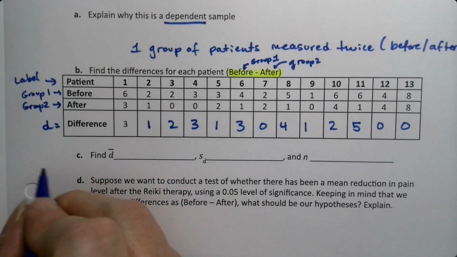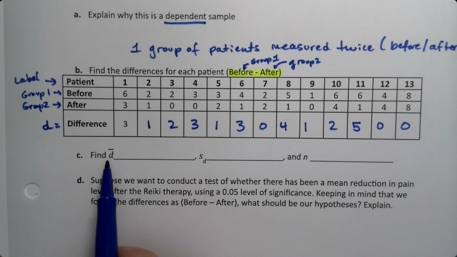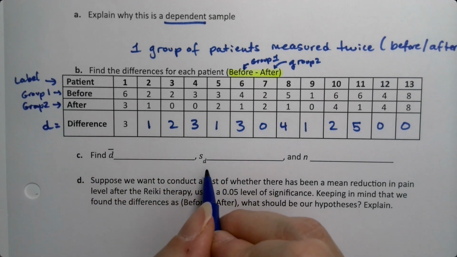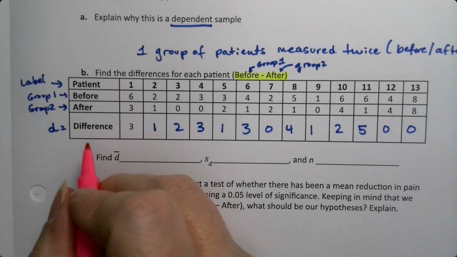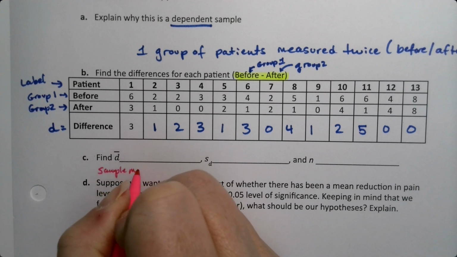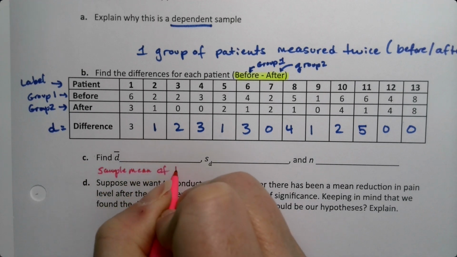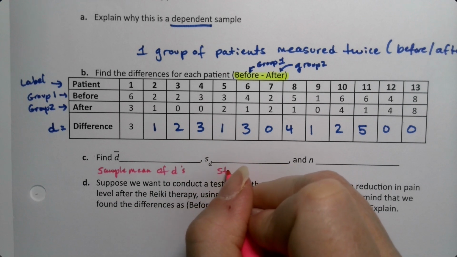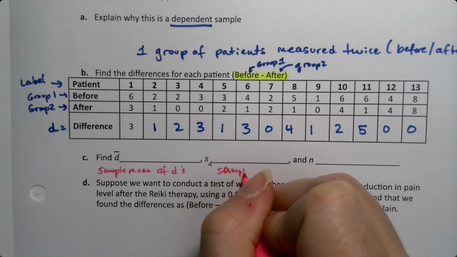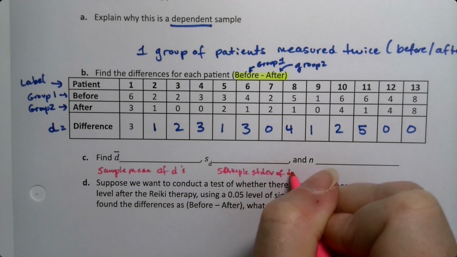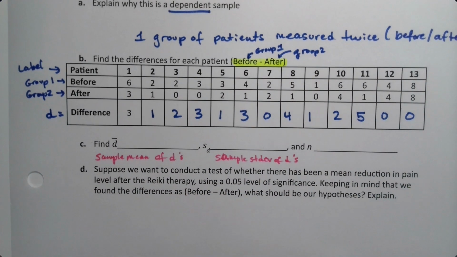So now I want to do a little review. How do we find D bar, which is the mean, and S_D, which is the standard deviation? Just a little review. This is the sample mean of the differences. And this is the standard deviation, technically sample standard deviation, I should say that. Sample standard deviation of the D's. Right, so how do I do that?